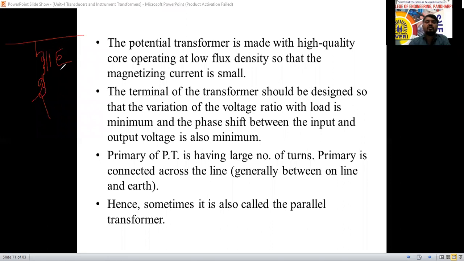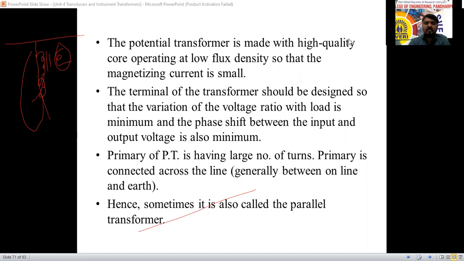So that is going to step down, transforming the higher value to the lower value for the measurement of the voltage here. For the measurement purpose, it is going to reduce the value. Now this is just the introduction of the potential transformer.